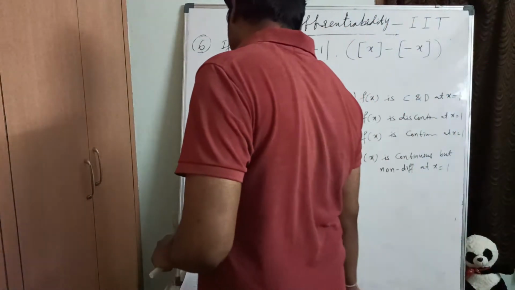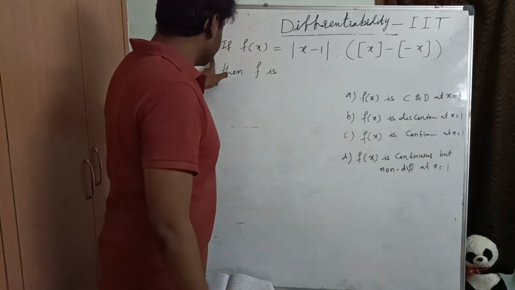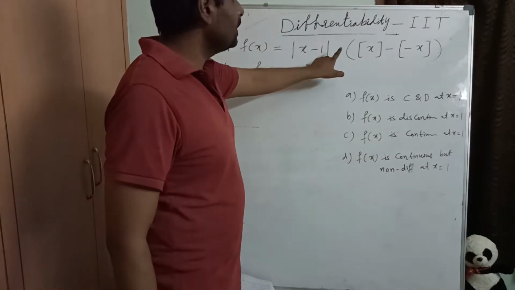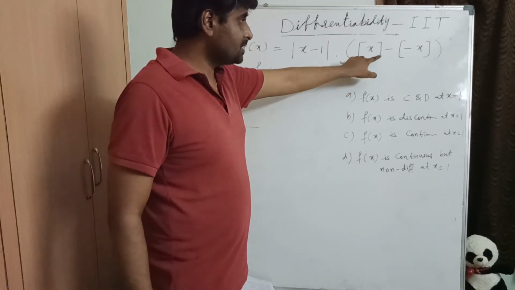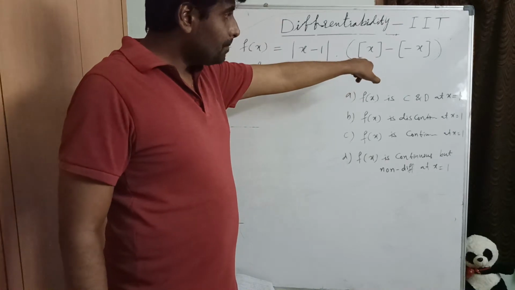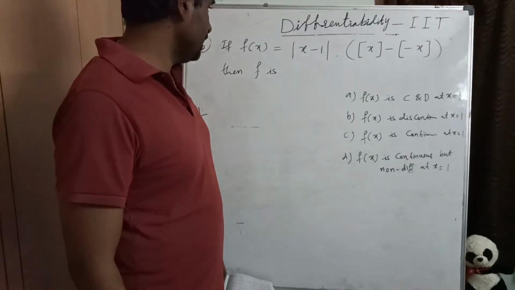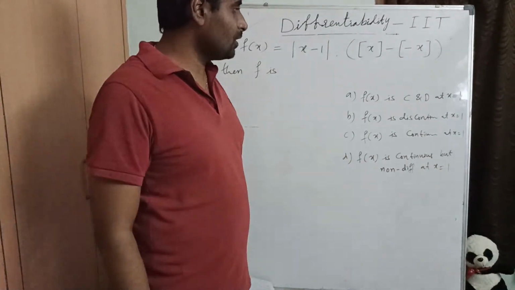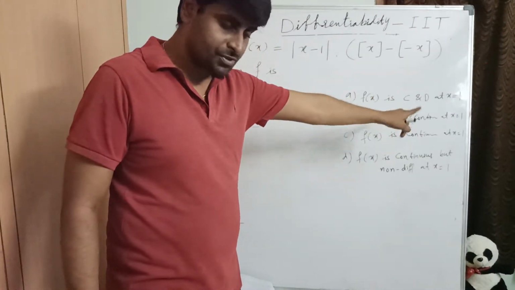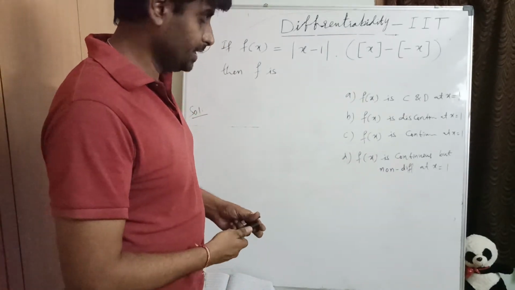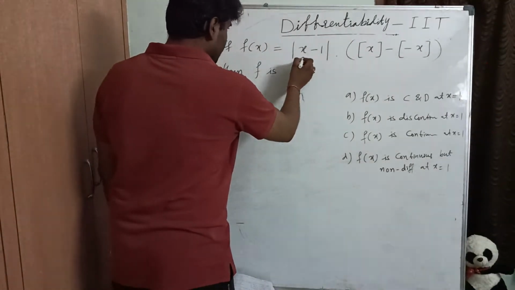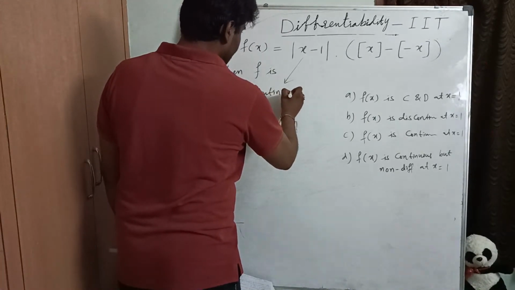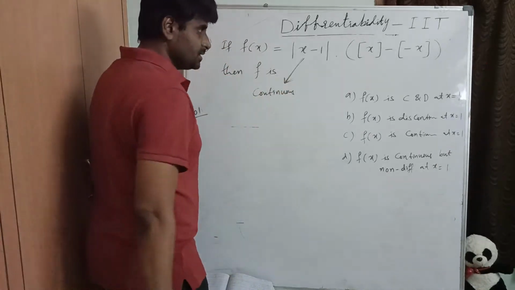Now let us look at this question. Question number 6. If f of x equals to modulus of x minus 1 into step x minus step of minus x. Okay. So now we are going to check whether this function is continuous or not, differentiable or not at x equal to 1. If you observe the options, at x equal to 1 only we are going to check. Now if you see, this is modulus function, so obviously it is continuous. Correct or not? That we know, right? Modulus function is always continuous.